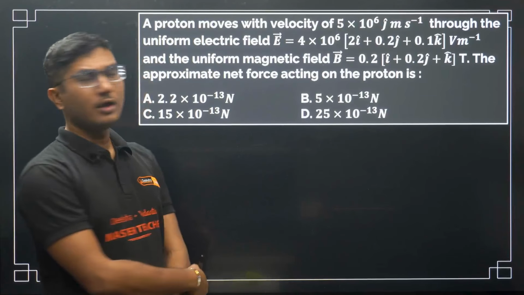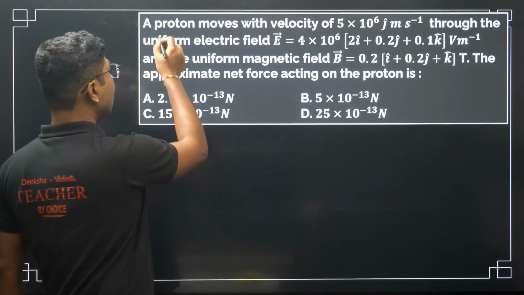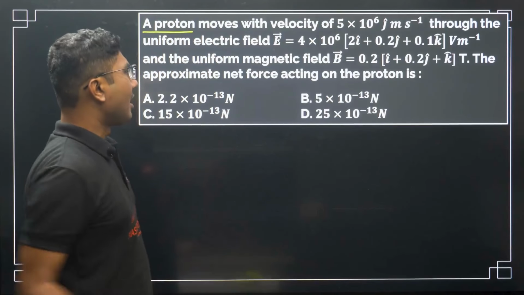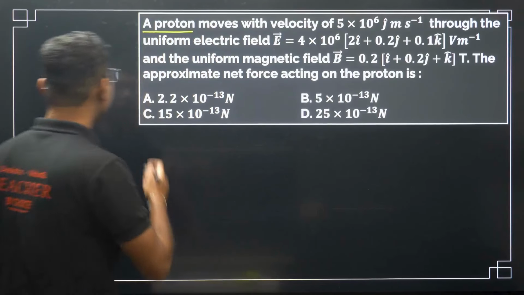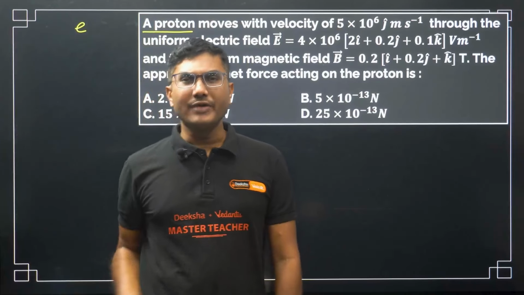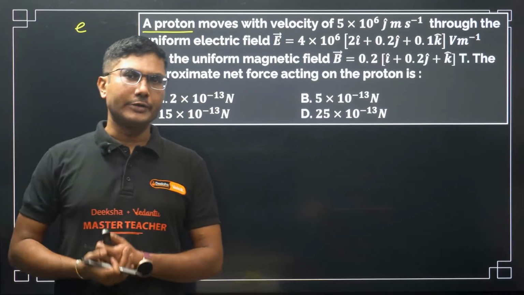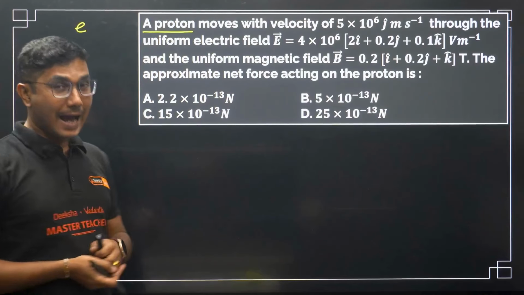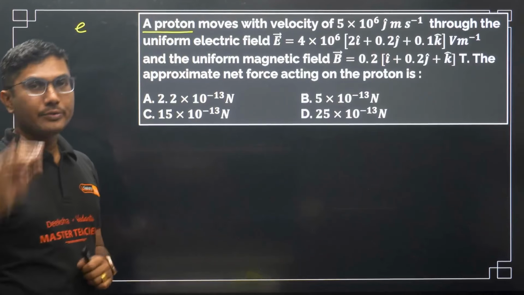Okay, so first of all we have to understand this is a proton, and for starters we will assume the charge of a proton is equal to e. We will put the value of e later. Obviously the e value we already know, 1.6 into 10 to the power of minus 19, but for ease of calculation we will use it as e, and at the last point we will put the value.